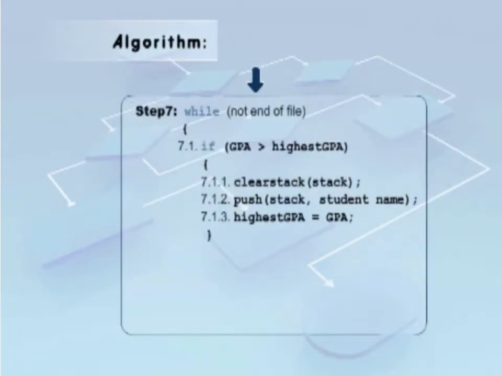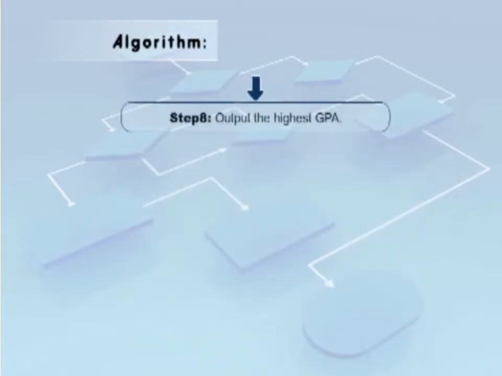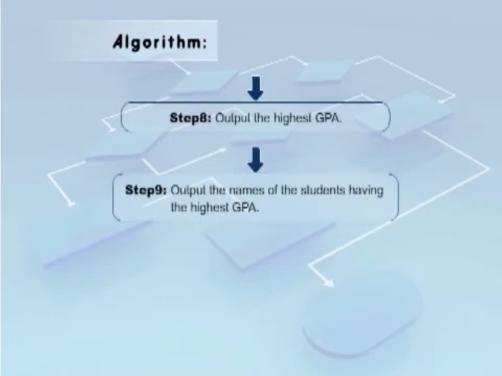While not end of file, if GPA is greater than highest GPA, clear stack. That is, remove the names of the students from the stack. Push the name of the student having the highest GPA so far in the stack, and update the value of the highest GPA. If GPA is equal to highest GPA, push the name of the student having the highest GPA in the stack. Again, read the next GPA and the student name. Output the highest GPA, and output the names of the students having the highest GPA.